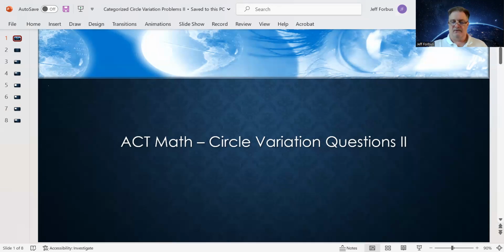Now, with that in mind, before we actually dive into the problems, I want to give you a little background information about some of the equations that are important to be familiar with for circles. So let's get rolling.